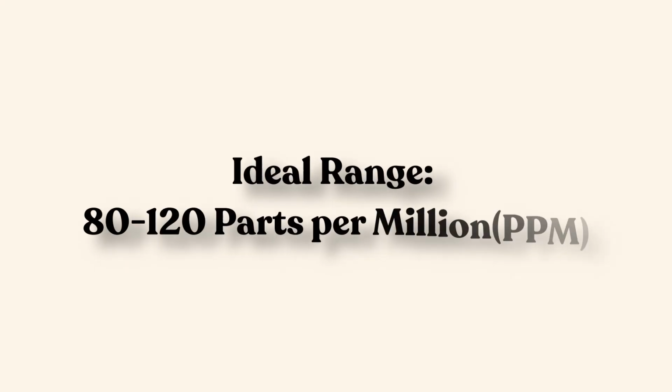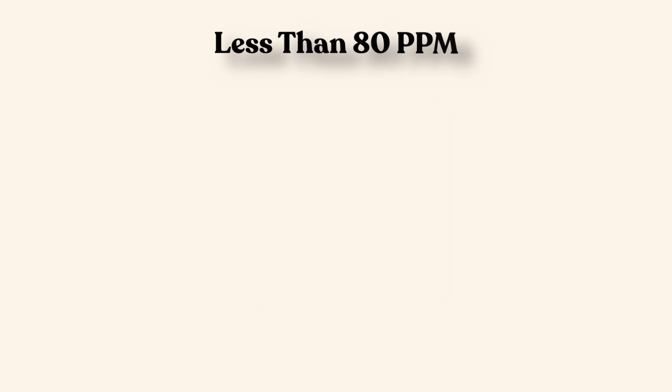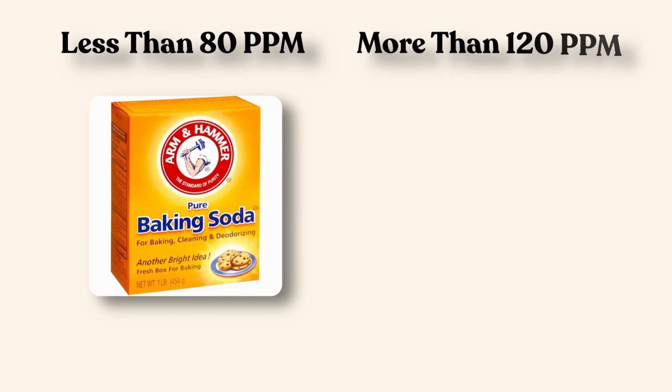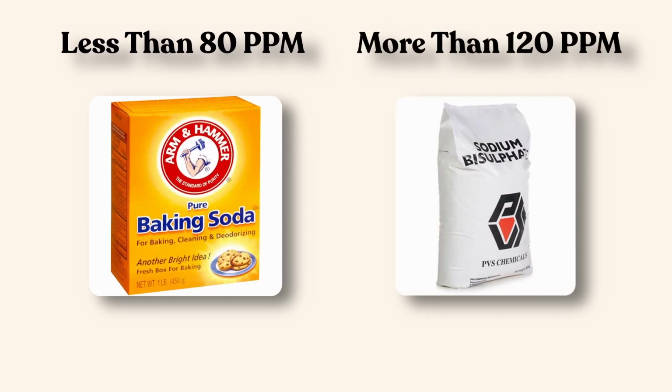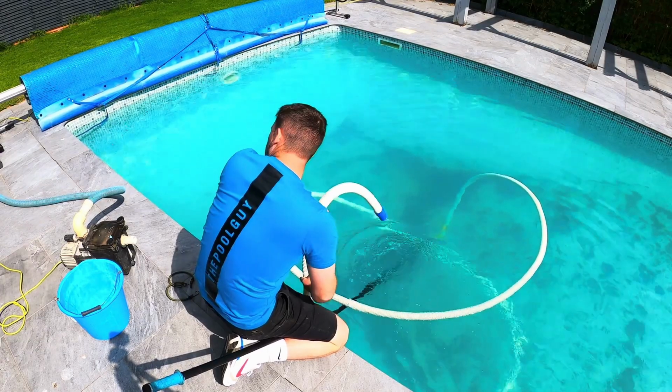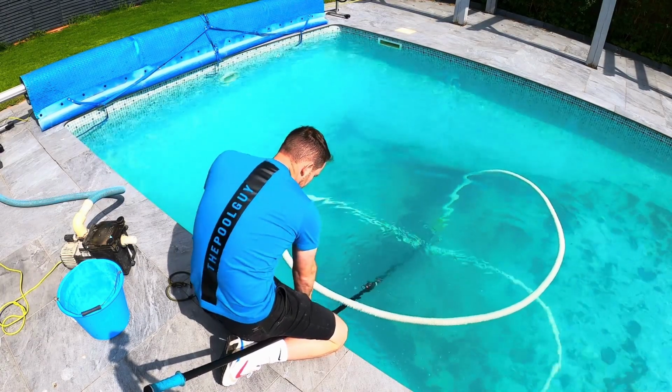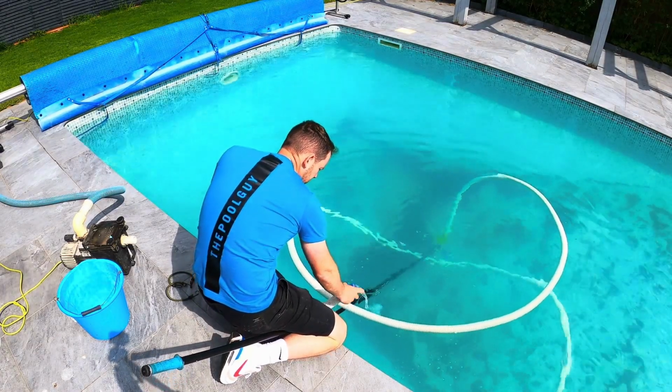Start with total alkalinity because it acts like a buffer for your pH. Ideal range needs to be 80 to 120 parts per million, ppm. Too low, add baking soda. If it's too high, you'll need muriatic acid or sodium bisulfate. Adjust slowly, always in small doses, and let the pump run for a few hours before retesting.